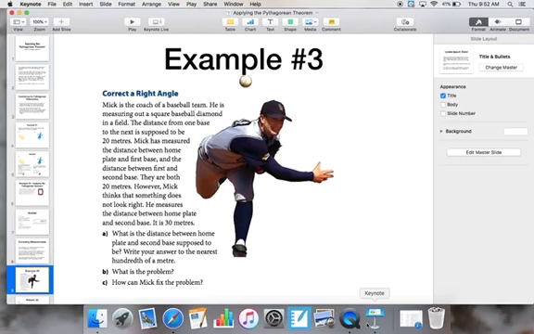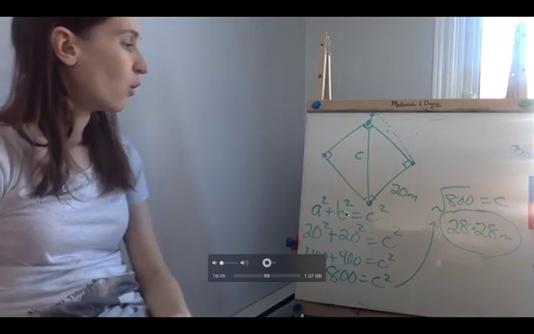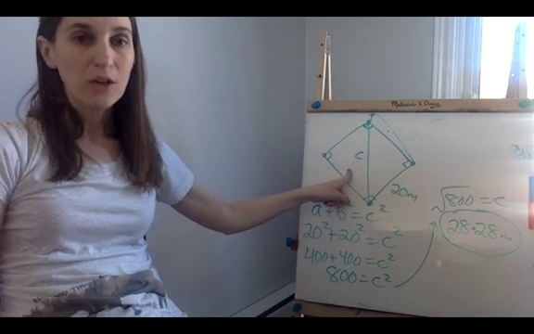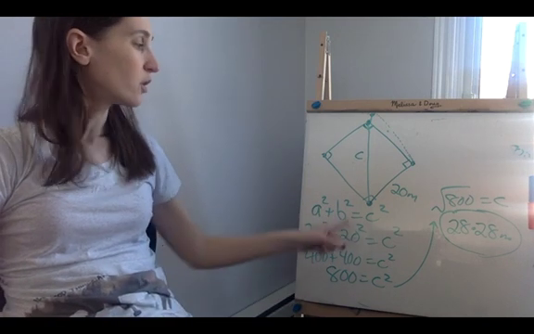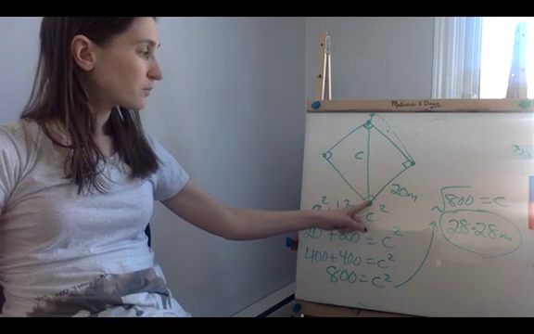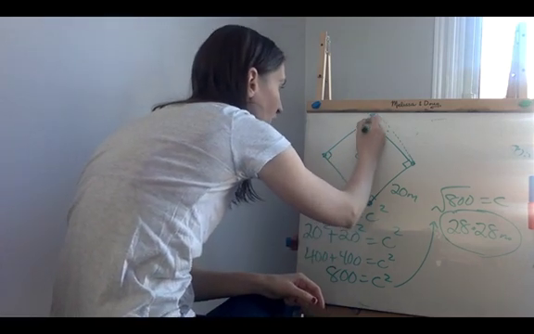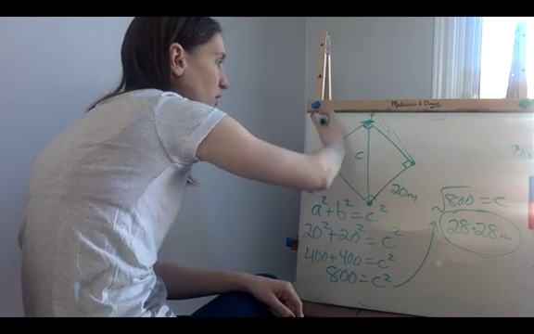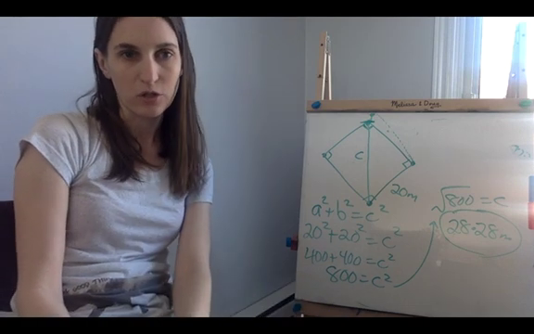Okay, so part C says, how can Mick fix the problem? Well, how we're going to fix the problem is now we know that this is supposed to be 28.28 meters, so Mick can take his long measuring tape or turn the wheel or whatever he has to measure, go from home plate, measure out the 28.28 meters, tick it off and say, okay, this is where the base is supposed to be, and then adjust the base accordingly. So that's your fix.